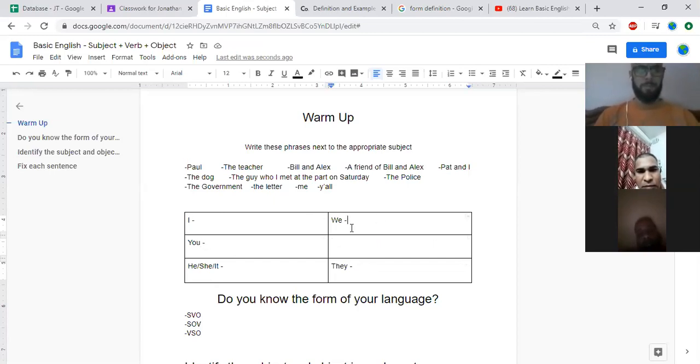I, the plural version, we, right? He, she, or it, the plural is they. But in English, there is no plural for second person you. So these words, let's write these words or phrases next to the appropriate subject. If you want to answer, just raise your hand and I will call on you.